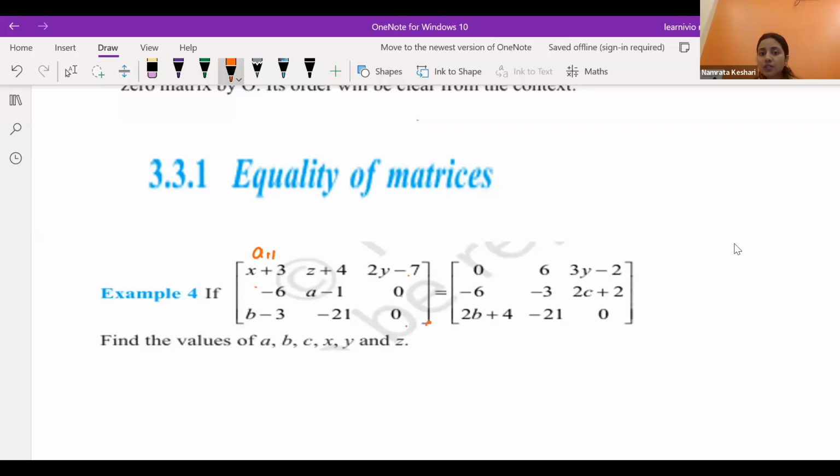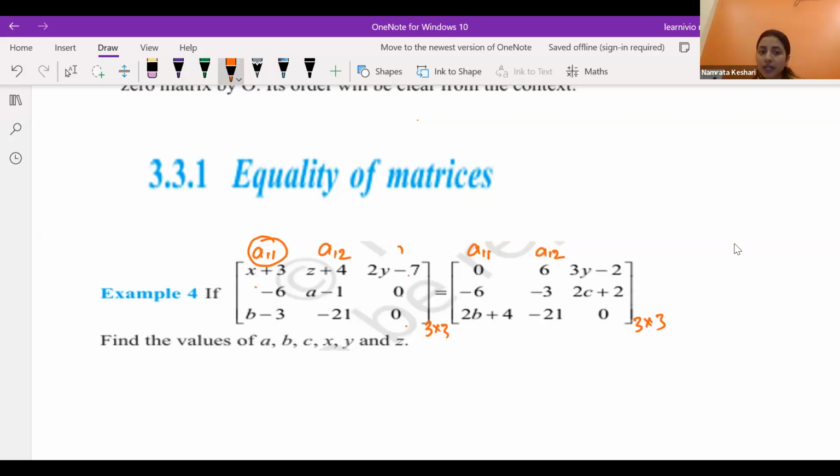So 3 by 3 matrix, and this is also a 3 by 3 matrix, not more than 3 by 3. So when we are talking about equality of matrices, the order has to be the same, strictly the same. Then only will you be comparing the A11 over here with the A11 over there. You will be comparing A12 over here with A12 over there.